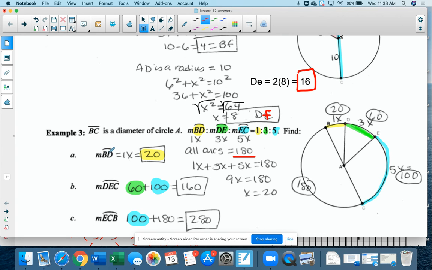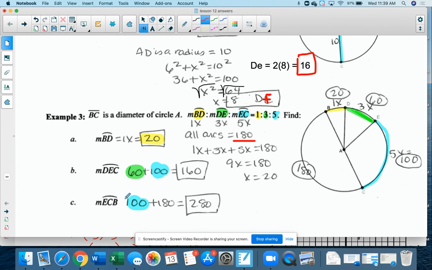So A just wants me to find the arc of BD. Well, that's the one I have highlighted in yellow, and that's just 20. B wants me to find the arc of DEC. So basically I'm taking DE and I'm taking EC and I'm adding them together. So I highlighted them in green. So the DE is 60 and EC is 100. So DEC is both of those together. So DEC is 160.